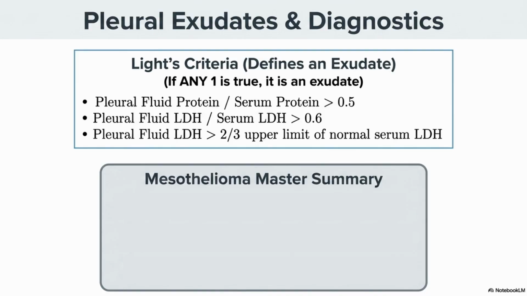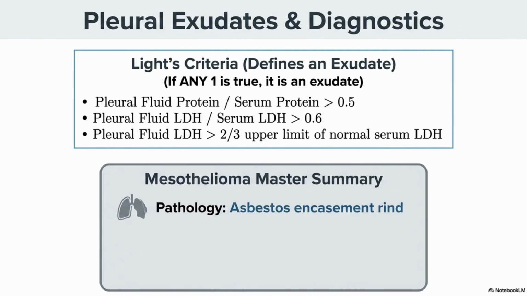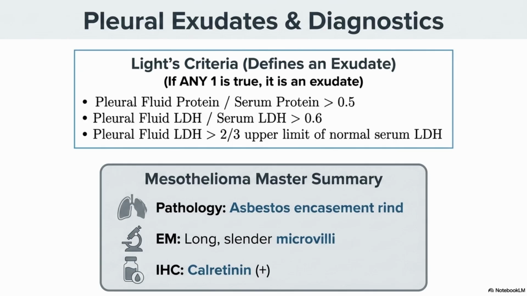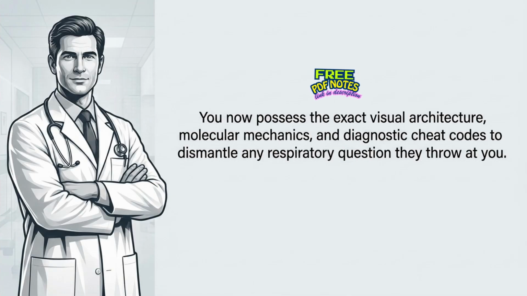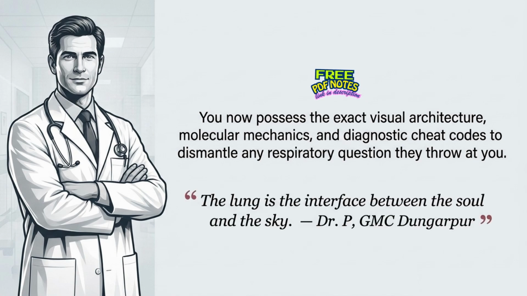Finally, your mesothelioma master summary. The gross pathology shows an asbestos encasement rind. Electron microscopy reveals long, slender microvilli, and IHC is decisively calretinin positive. You now possess the exact visual architecture, molecular mechanics, and diagnostic cheat codes to dismantle any respiratory question they throw at you. Remember, the lung is the interface between the soul and the sky.